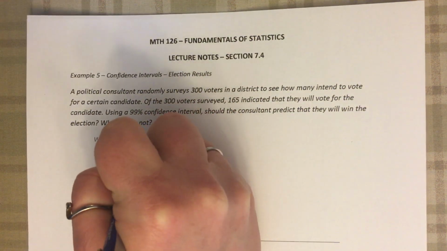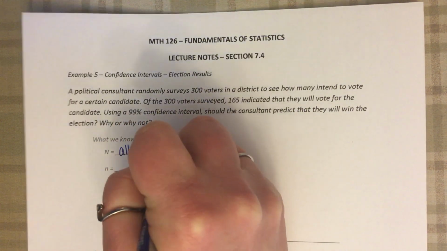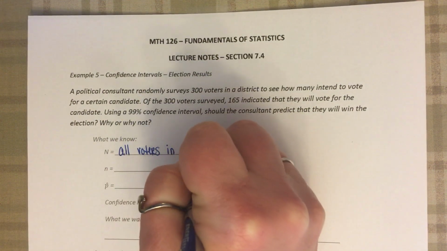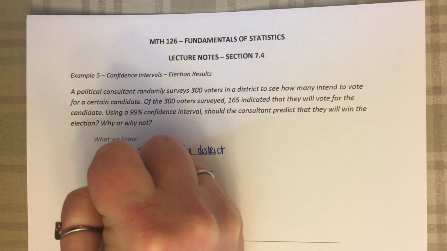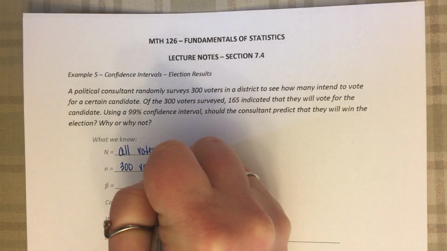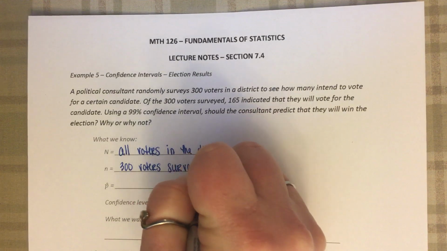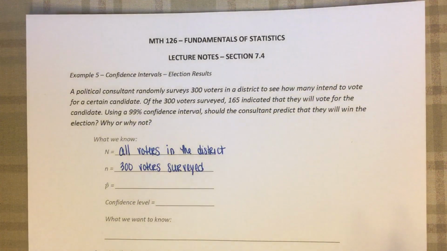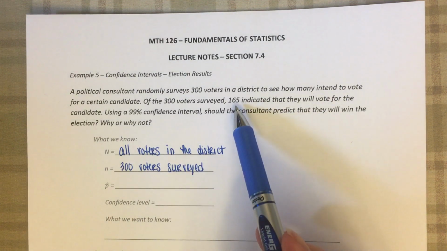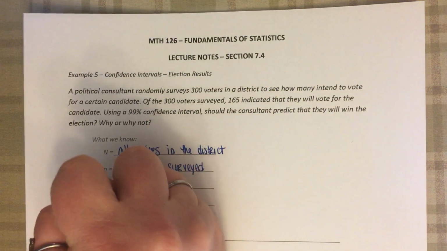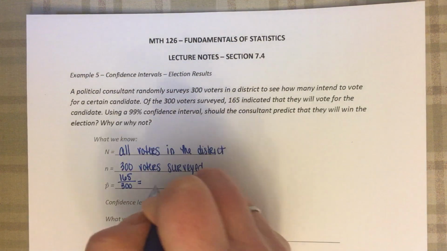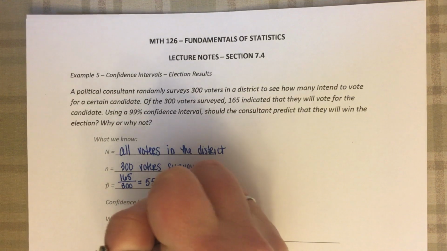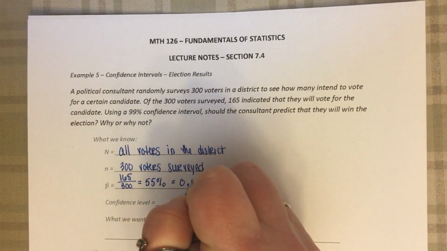So our population is going to be all voters in the district. Our sample size is the 300 voters that are surveyed. Right, our p-hat, in this case we're not actually given a proportion, we're given a number. So we're given 165 indicated that they will. But we can easily take this 165 out of our 300 from our sample size, divide this to get a percent, which is 55%, which we can also write as a decimal 0.55.